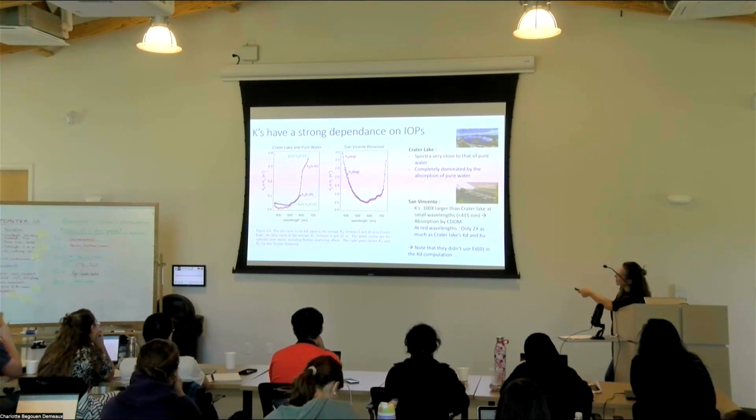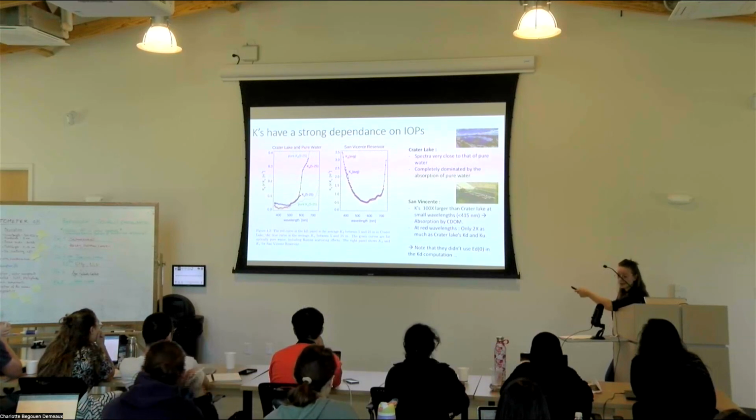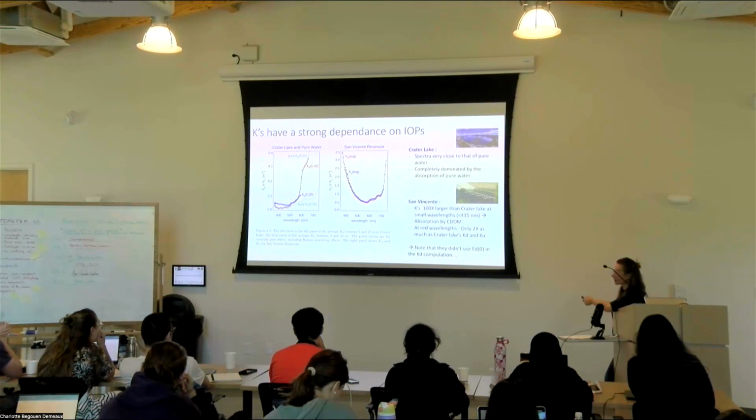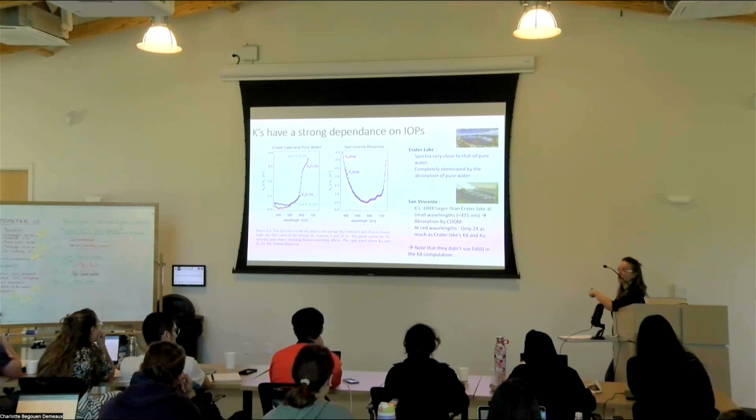But this is telling you that KDs are first very much influenced by absorption, much more so than scattering, but also that they seem to vary very well with IOPs, with A and BB, because if you look at the shape of KD pure water, it should remind you very much of the shape of the absorption spectrum of pure water.